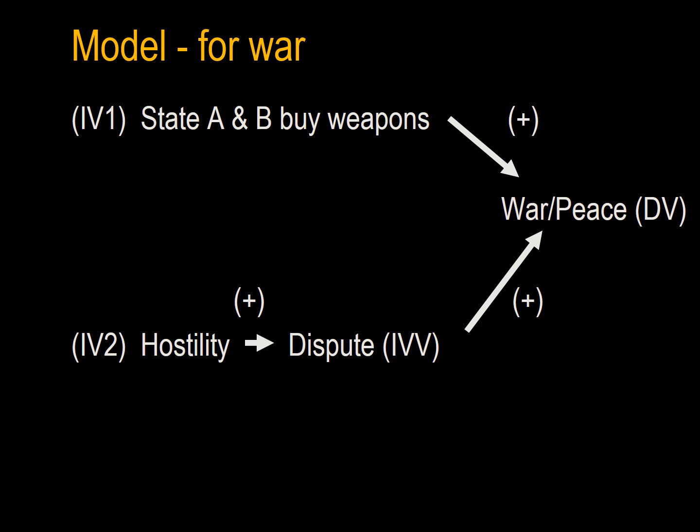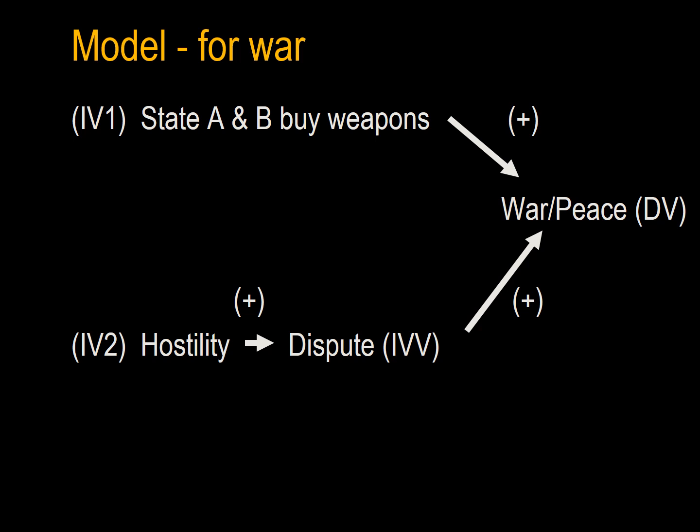We have IV2, the second independent variable. Now again, you notice that they're independent variables because we haven't specified prior causes for them, deliberately, because we're obviously wanting a simplified model of reality. So here we have hostility, obviously implying interstate hostility. And as hostility goes up, we can see the plus there, it increases the number of disputes. Now dispute is an intervening variable, and here we could conceive of it as a maritime territorial dispute or a terrestrial territorial dispute. So in other words, is the dispute happening over water or land?